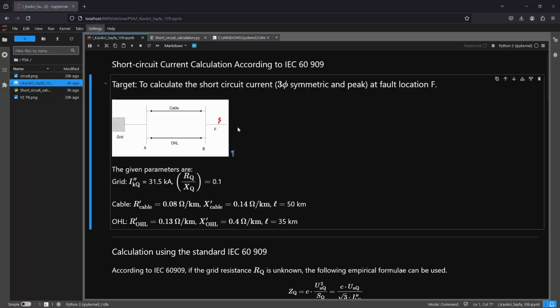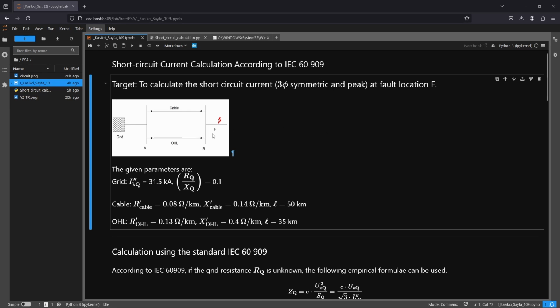There are a number of standards to calculate the short circuits in electrical networks. Today I will discuss the IEC 60909 standard and see how to implement a short circuit calculation using Python software.